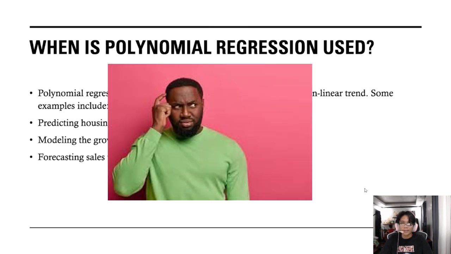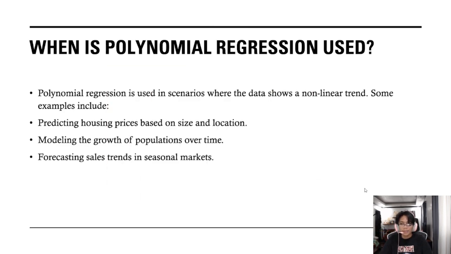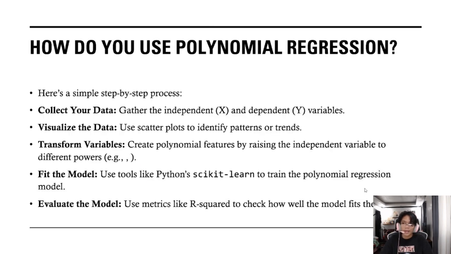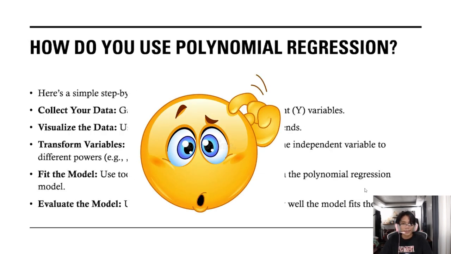When is polynomial regression used? Polynomial regression is used in scenarios where the data shows a non-linear trend. Some examples include predicting house price based on size and location, modeling the growth of population over time, forecasting sales trends in seasonal markets.